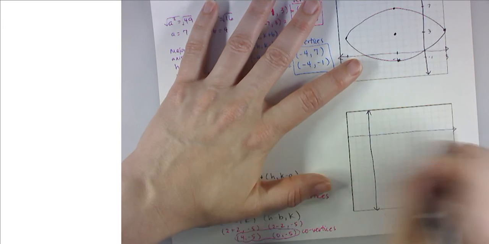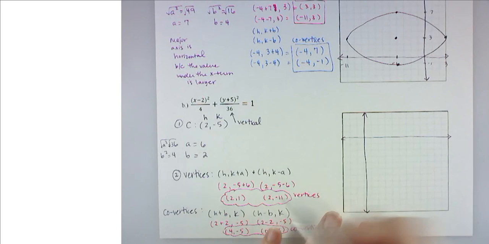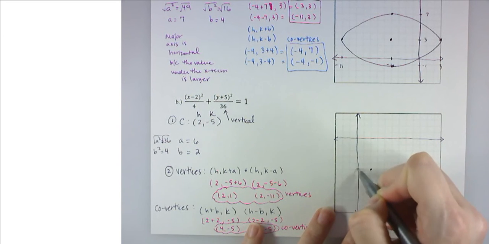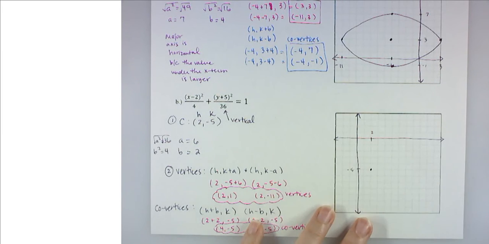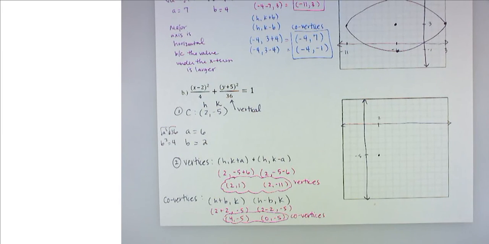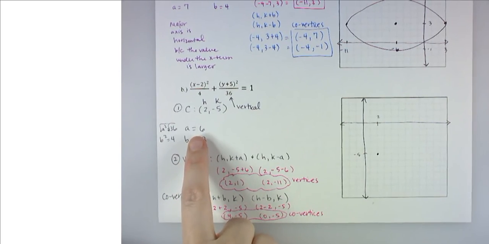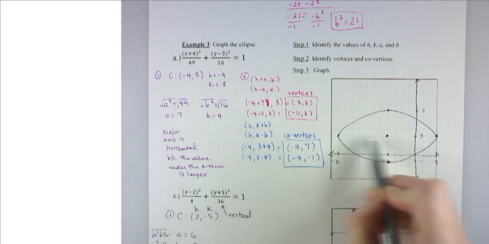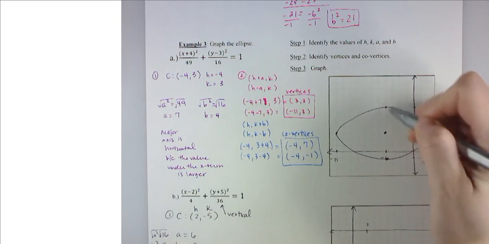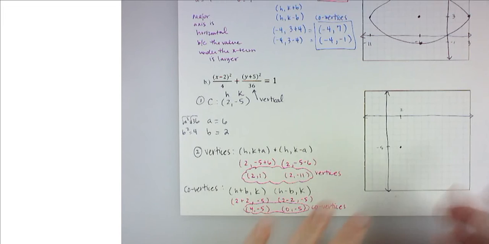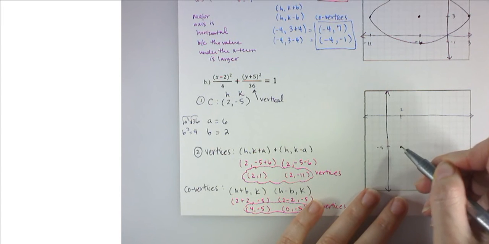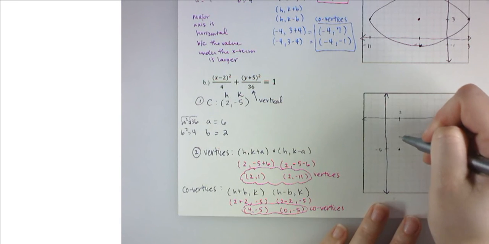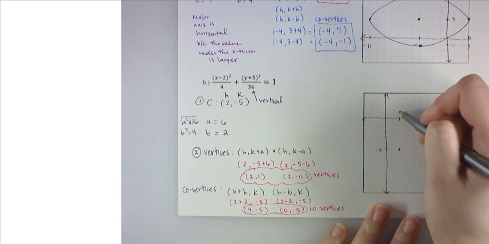And then another way you could do this is you could just count. So like if you look at this one, if you have 7, you know that this is going to be 7 units and this is 7 units. This is 4 units and this is 4 units. So if you wanted, you know the vertical is the major axis. So you could just count, go up 6. 1, 2, 3, 4, 5, 6. Which that is your (2, 1). And then you could go 1, 2, 3, 4, 5, 6. And that is your (2, -11).